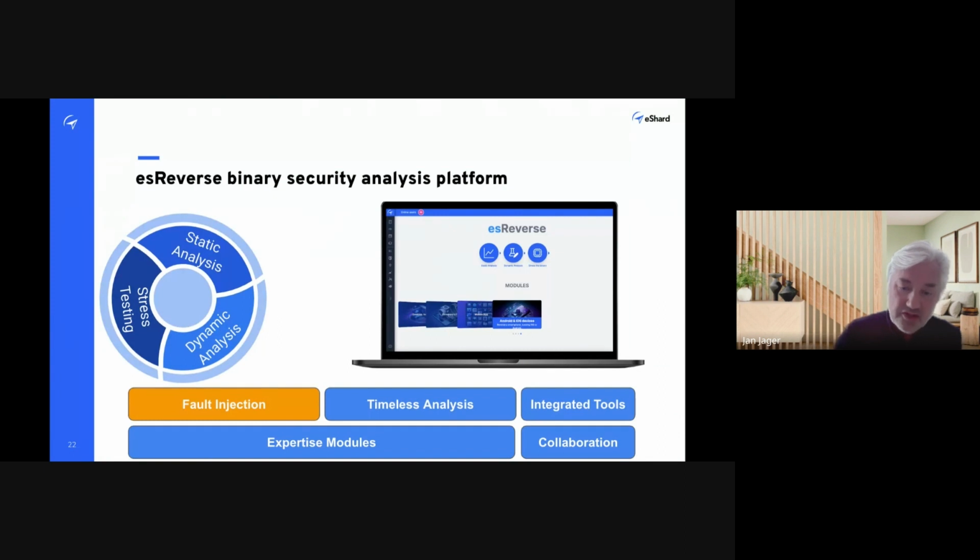So I'm not going to explain everything that is in the platform. As you can see, there's quite a bit of functionality in the platform to facilitate any binary security analysis that you want to do. We zoom in today on the fault injection test, but you can see there's also static analysis, stress testing, and all kinds of collaboration features to help you set up the test with your colleagues and also hand over work without losing precious time.